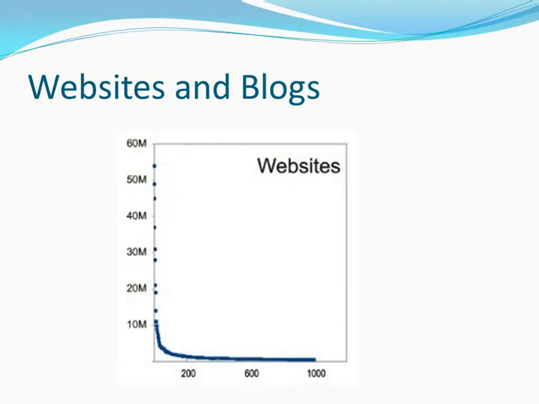Websites and blogs also have the same unique distribution of Lotka's law. The distribution of the number of unique visitors for the 1,000 most visited websites on the internet is depicted here. The x-axis represents ranks, and the y-axis represents frequencies.